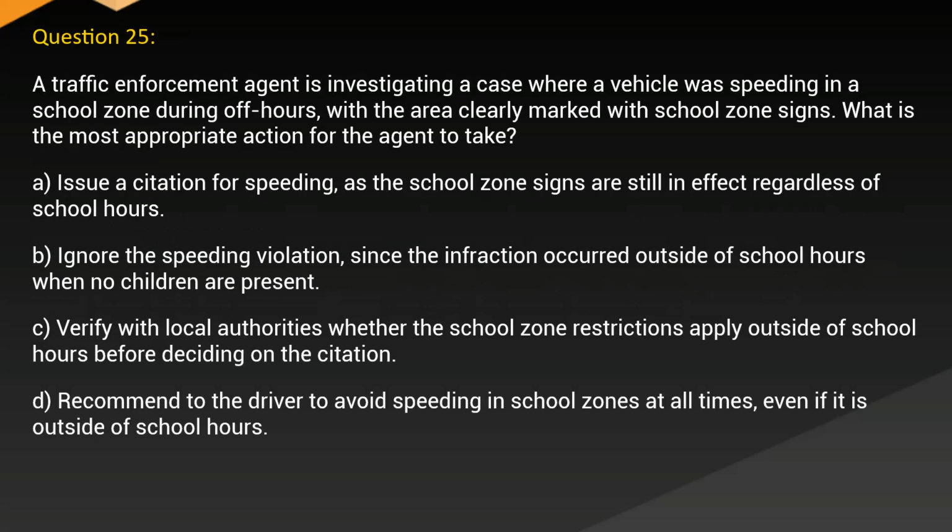Question 25. A traffic enforcement agent is investigating a case where a vehicle was speeding in a school zone during off hours, with the area clearly marked with school zone signs. What is the most appropriate action for the agent to take? A. Issue a citation for speeding, as the school zone signs are still in effect regardless of school hours. B. Ignore the speeding violation since the infraction occurred outside of school hours when no children are present.